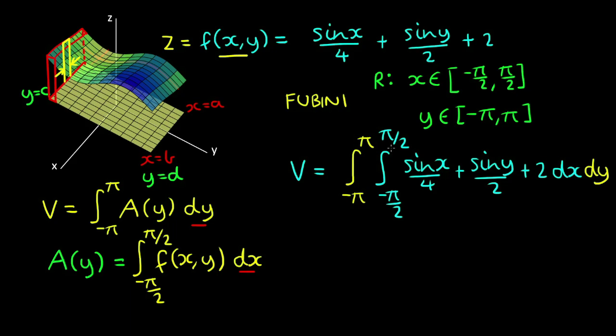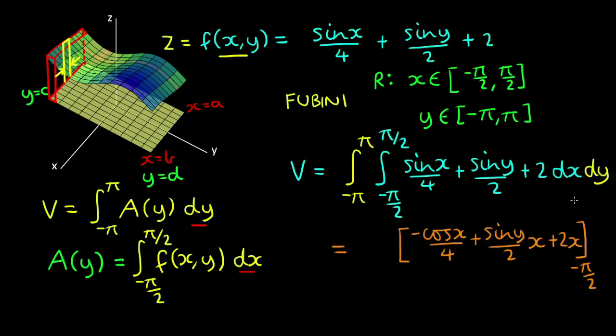So in this case, we're first evaluating the integral of our function with respect to x. So what we get is minus cosine x on 4 plus sine y on 2 multiplied by x. So note we're holding y fixed, plus 2x, evaluated from x equals minus pi on 2 to pi on 2, and then we integrate this result from y equals negative pi to pi with respect to y.